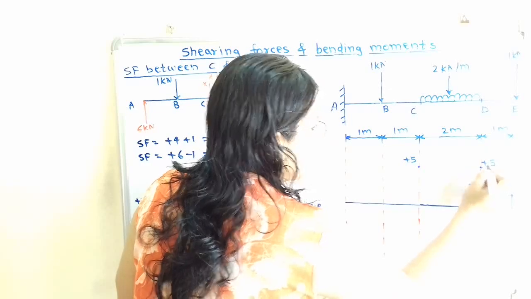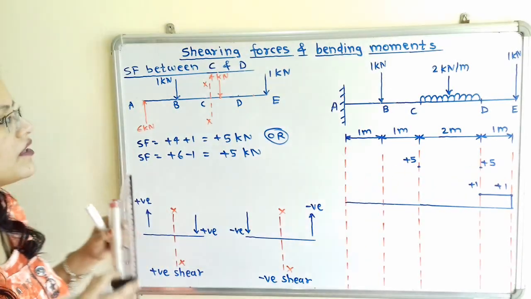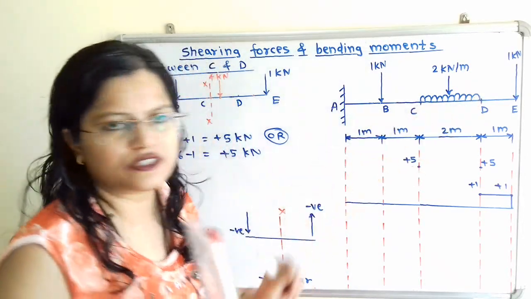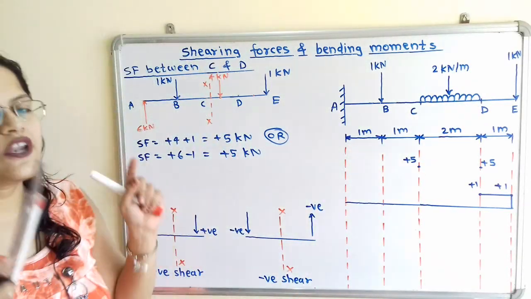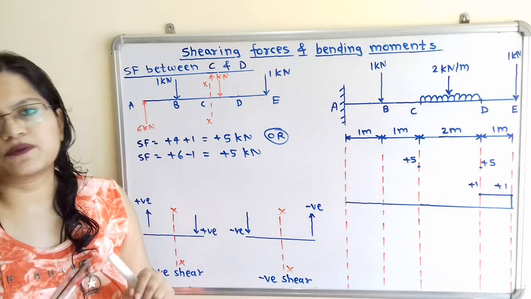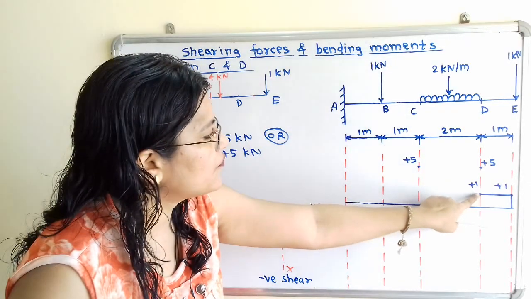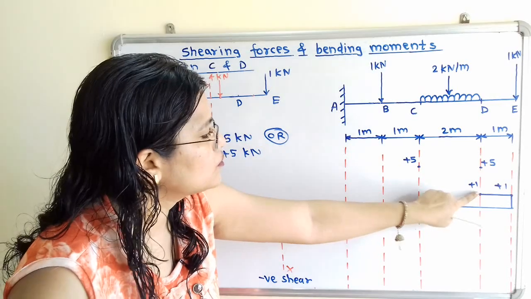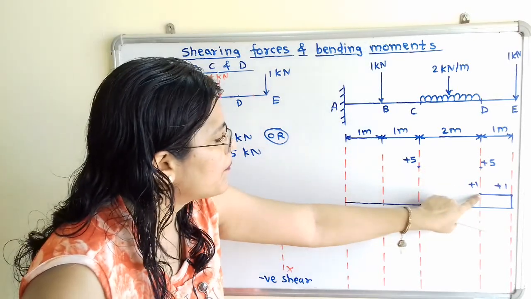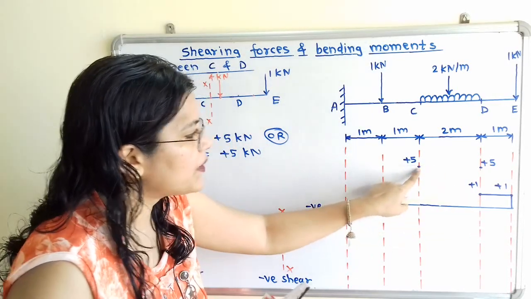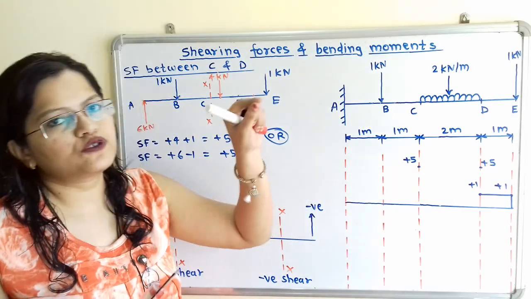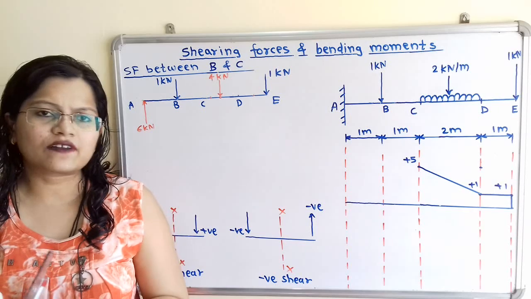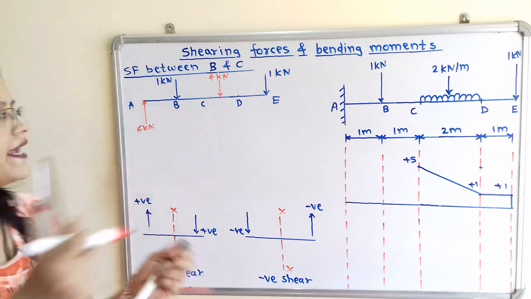the +5. Now if we observe the span for this CD is with uniformly distributed load, and when the load is uniformly distributed load, shear force follow the linear law. That means we have to join these 2 points, that is from +1 to +5, we have to join with inclined line.